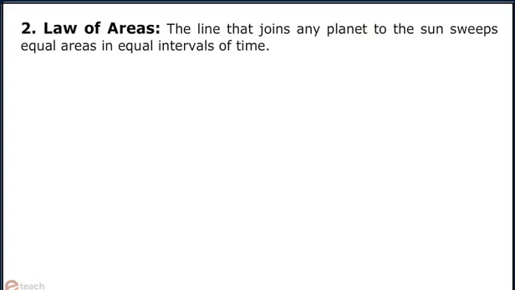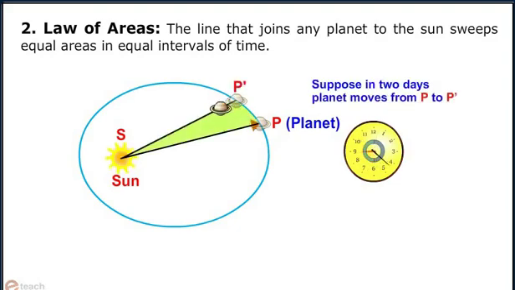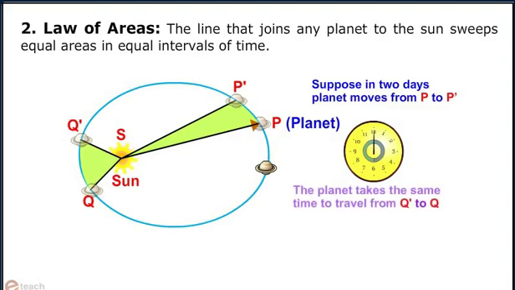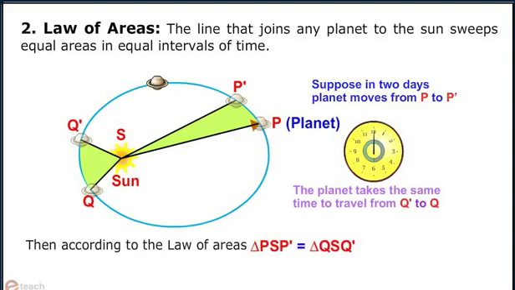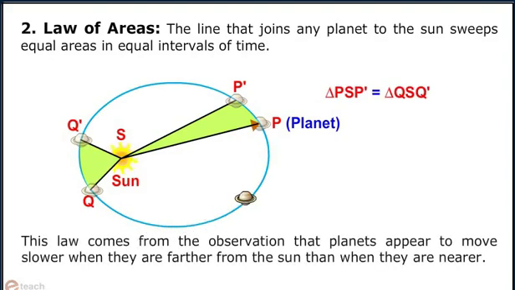Second, the law of areas. The line that joins any planet to the Sun sweeps over equal areas in equal intervals of time. Suppose in 2 days the planet moves from P to P dash. The planet takes the same time to travel from Q to Q dash. Then, according to the law of areas, triangle PSP dash equals triangle QSQ dash. This law comes from the observation that planets appear to move slower when they are farther from the Sun than when they are nearer.